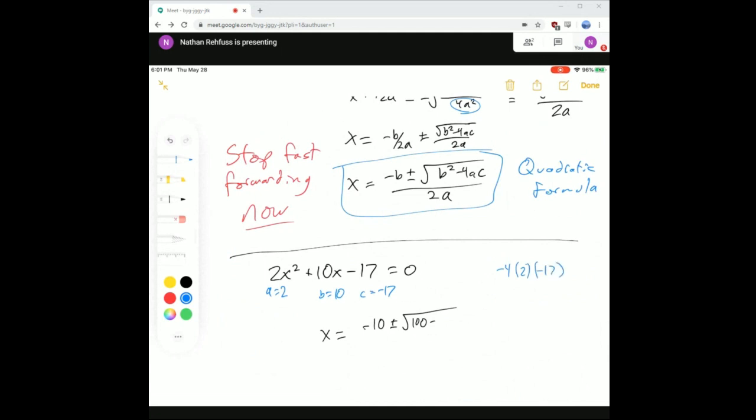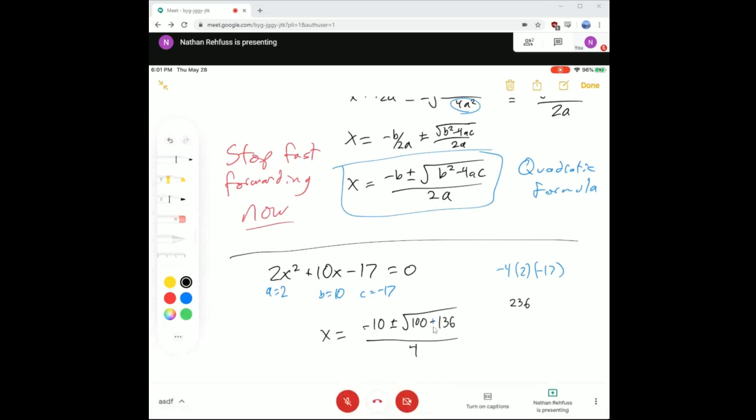Jeepers creepers, that's 68 times 2, 136. So plus 136 all over 2a, all over 4. And those are our solutions. Well, we could simplify this a little bit. 236 is what's under the square root there. I put a plus here because these minuses canceled out.